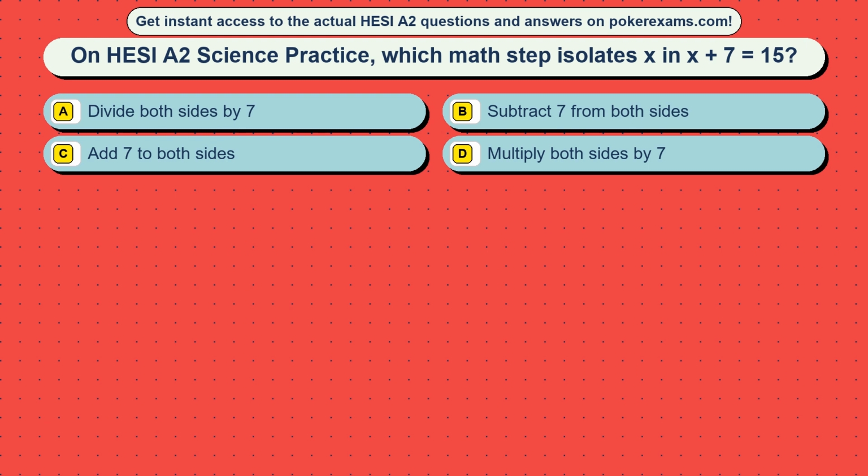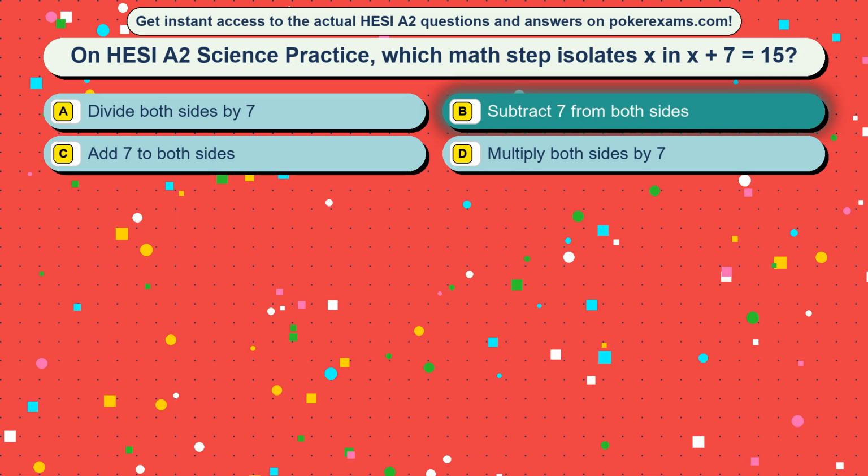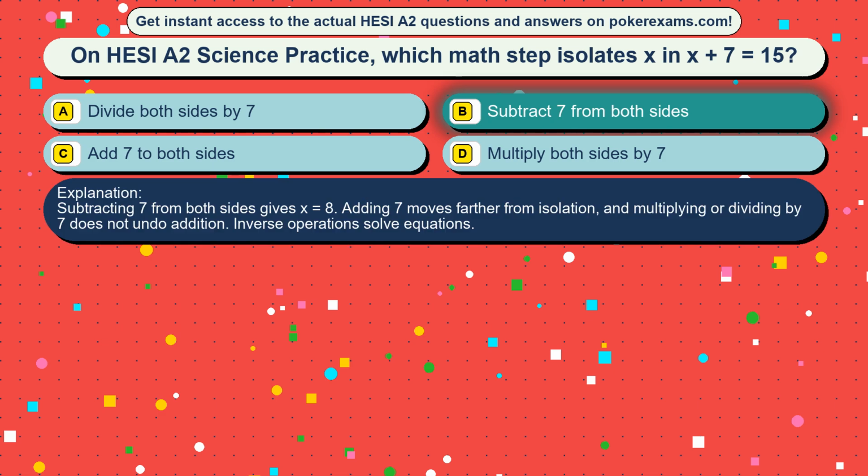Question 4. On HESI A2 Science Practice, which math step isolates x in x plus 7 equals 15? Option A, divide both sides by 7. Option B, subtract 7 from both sides. Option C, add 7 to both sides. Option D, multiply both sides by 7. The correct answer is option B, subtract 7 from both sides. Subtracting 7 from both sides gives x equals 8. Adding 7 moves farther from isolation, and multiplying or dividing by 7 does not undo addition. Inverse operations solve equations.